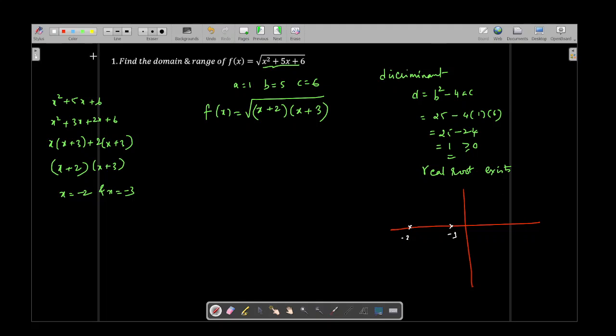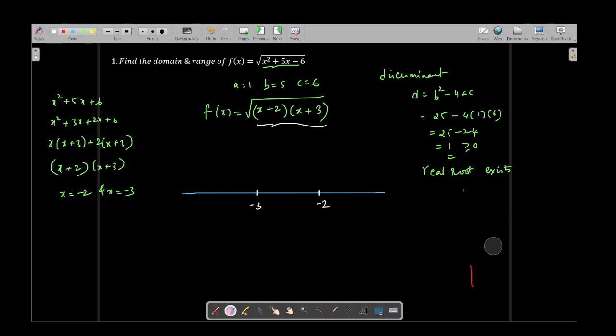So to find the domain of this function, the entire thing under the square root should be greater than or equal to 0. So let us take the number line to find the domain. Let us take minus 3 here and minus 2. See, here we have to see where the domain exists.